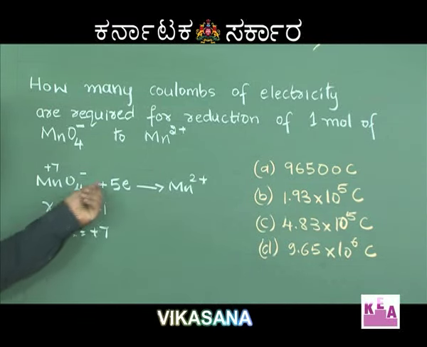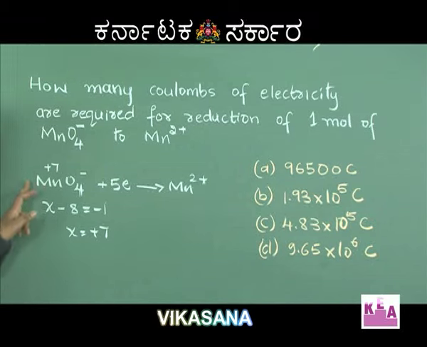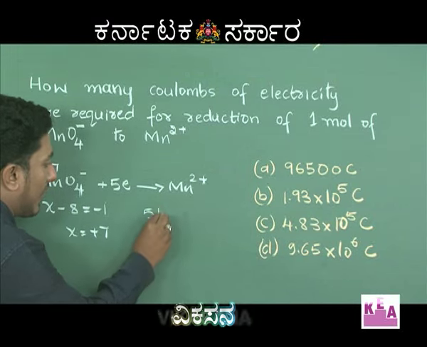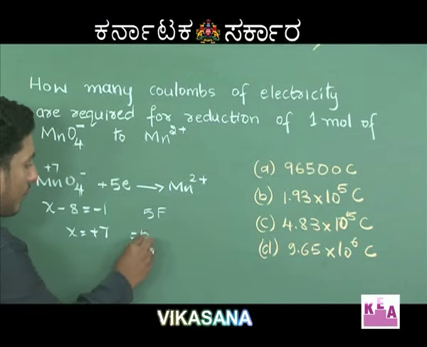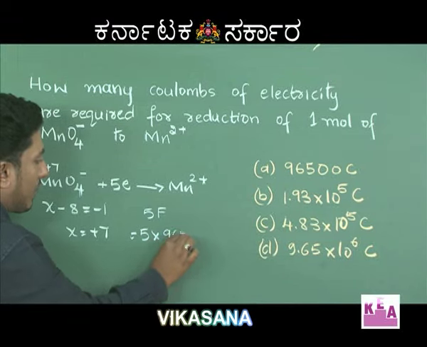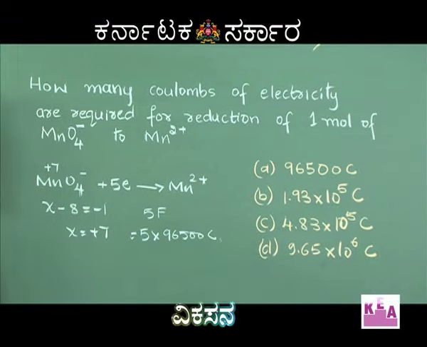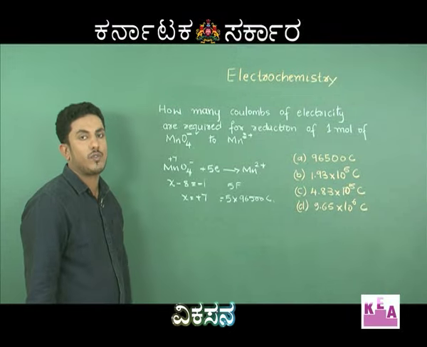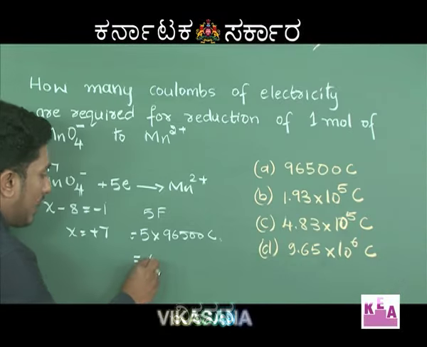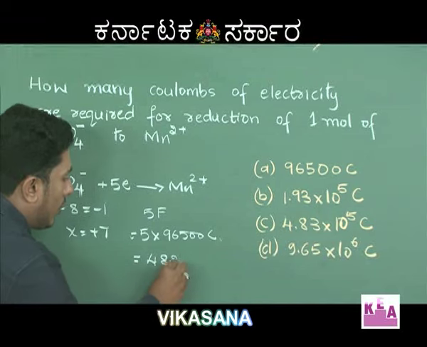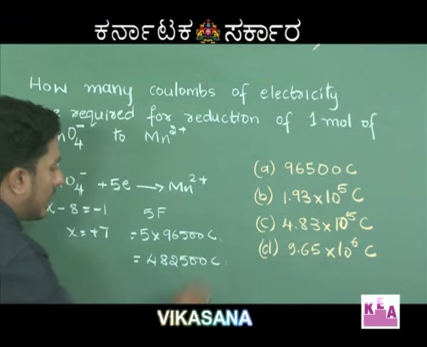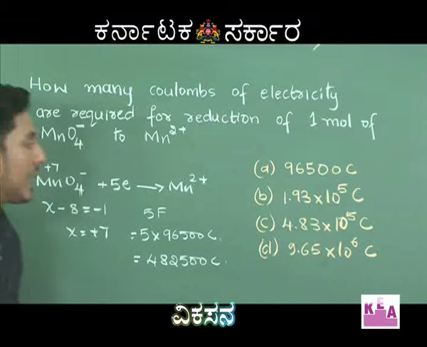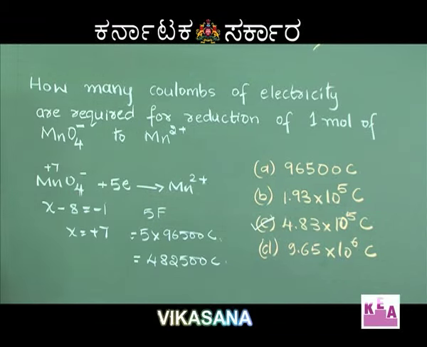1 MnO4 minus requires 5 electrons, so hence 1 mole of MnO4 minus will require 5 moles of electrons, and 5 moles of electrons corresponds to 5 Faraday of electricity. That is nothing but 5 into 96,500 coulomb. Why? Because 1 Faraday of electricity corresponds to 96,500. If we simplify, the value will be equal to 482,500 coulomb. That is, the value is nearly equal to 4.83 into 10 to the power 5 coulomb. Hence, option C is the right answer.